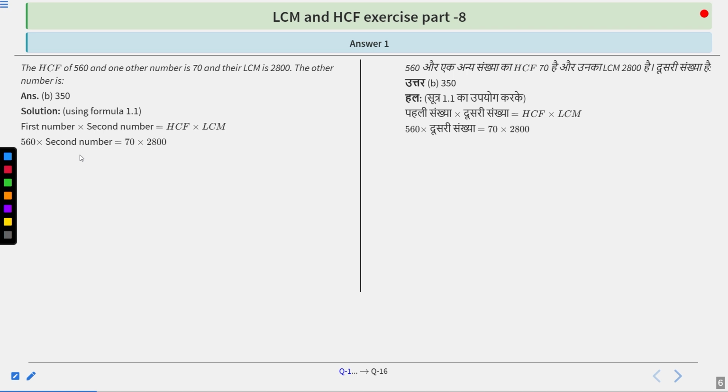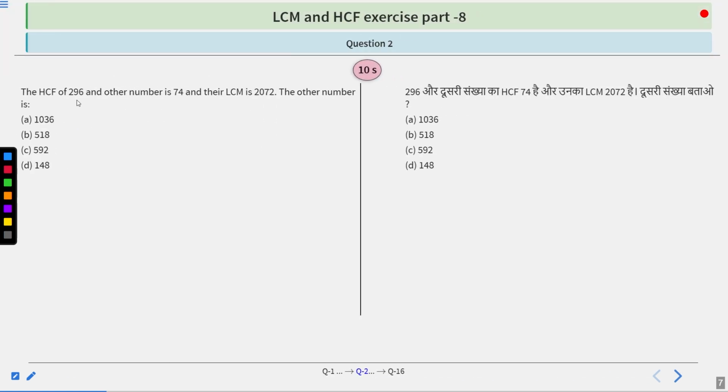Now, using formula 1.1, we know that the product of numbers, that is first number into second number, is equal to product of LCM and HCF. The first number in the question was 560 and the second number we have to find. HCF was 70 and LCM was 2800. So 560 into second number equals 70 into 2800. From there, the second number is equal to 70 into 2800 upon 560, that is 2800 upon 8, which is equal to 350. So option B, 350, is the correct answer.